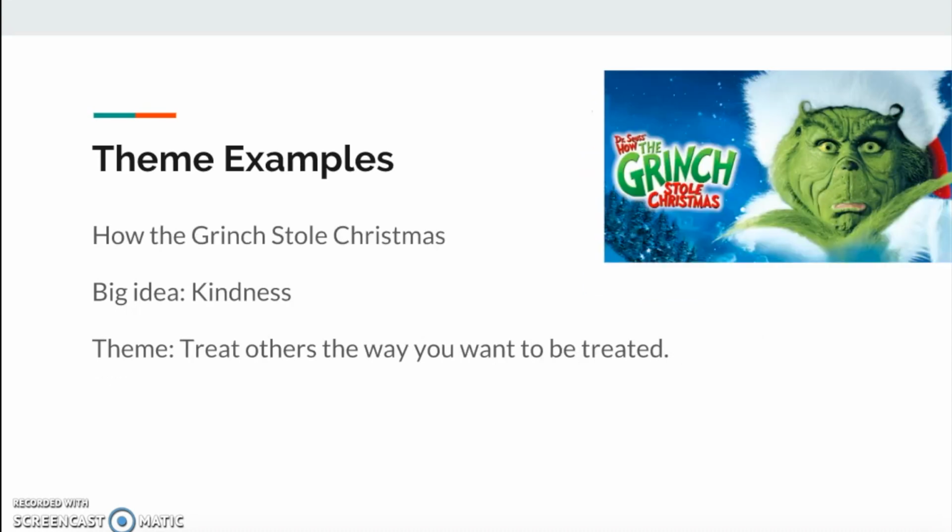Another example of theme is from How the Grinch Stole Christmas. The big idea there would be kindness. And what it's expressing about kindness is that you should treat others the way you want to be treated. A lot of people were very mean to the Grinch, and that's why he became mean. But when others started to treat him kindly, he began to treat others kindly as well.